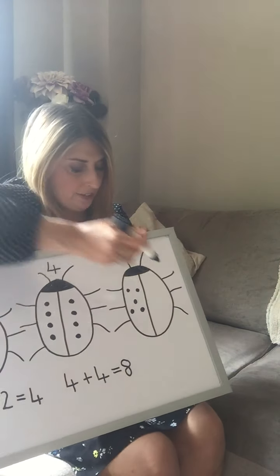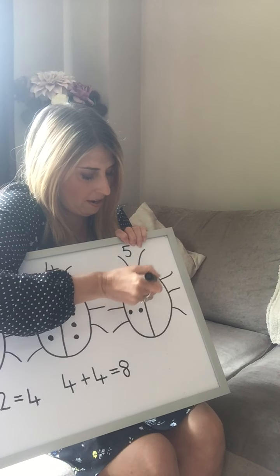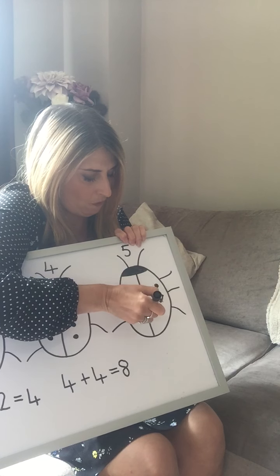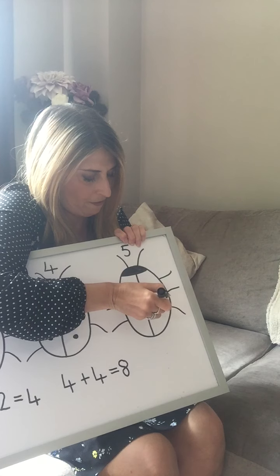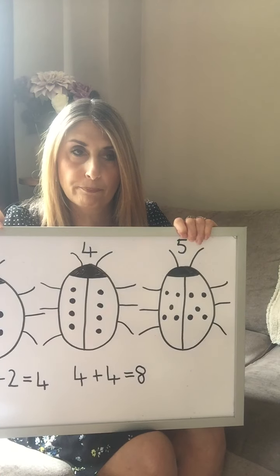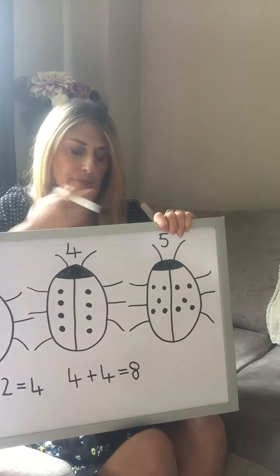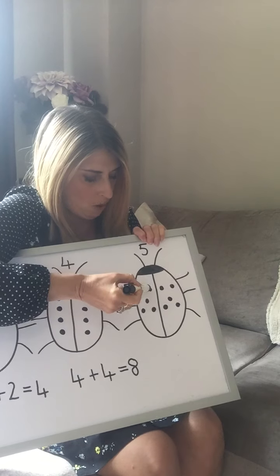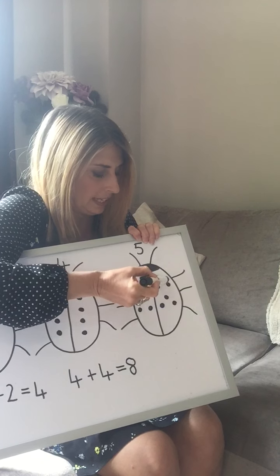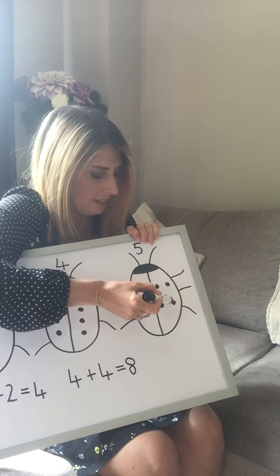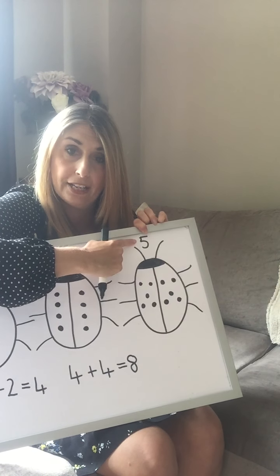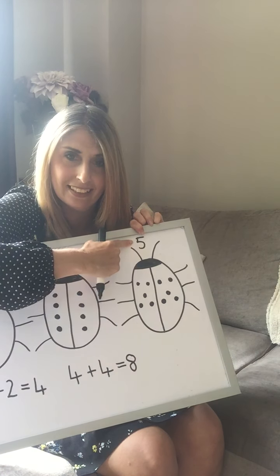So let's do it. 1, 2, 3, 4, 5. So we've got 5 on both sides. Let's count them all together. 1, 2, 3, 4, 5, 6, 7, 8, 9, 10. So double 5 is 10.